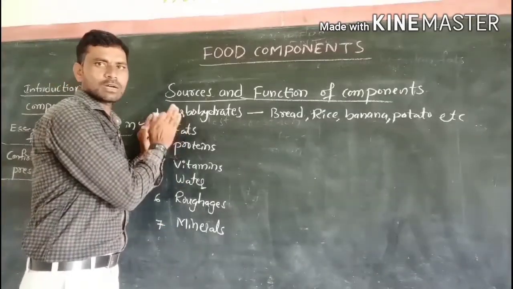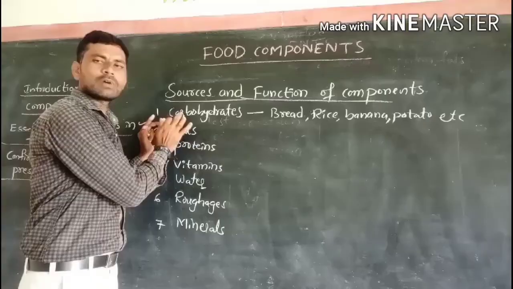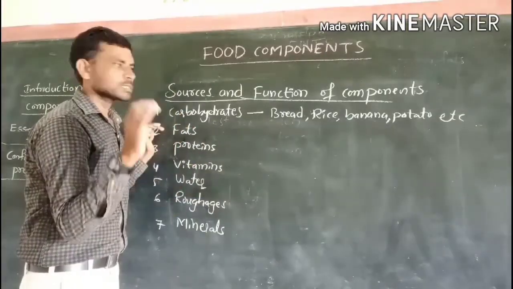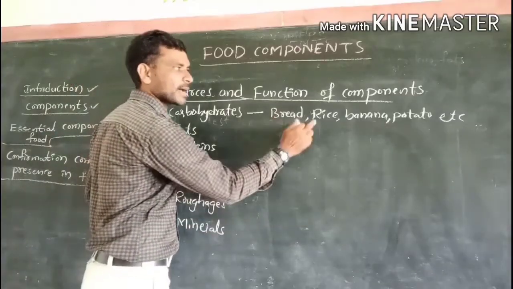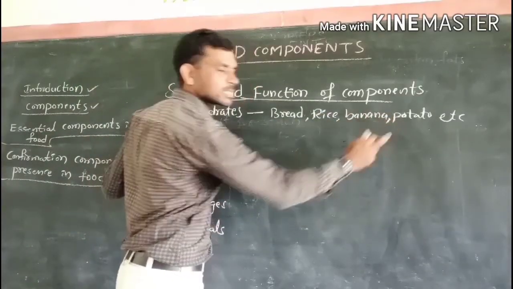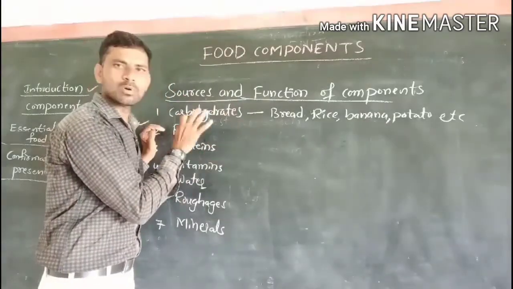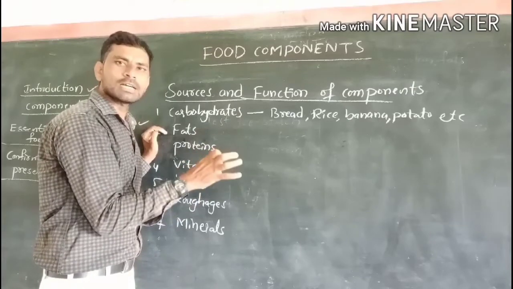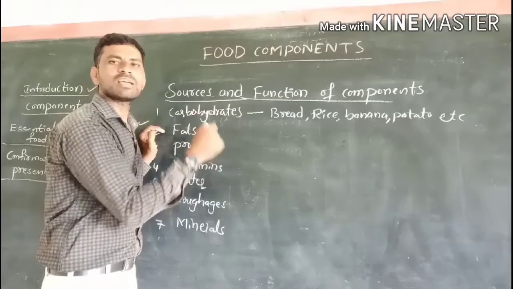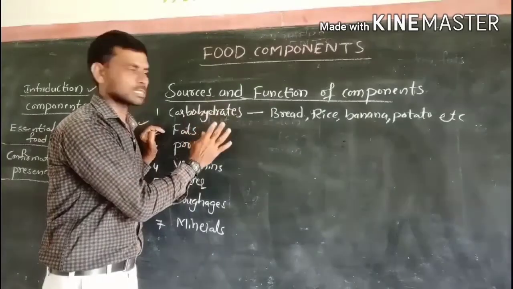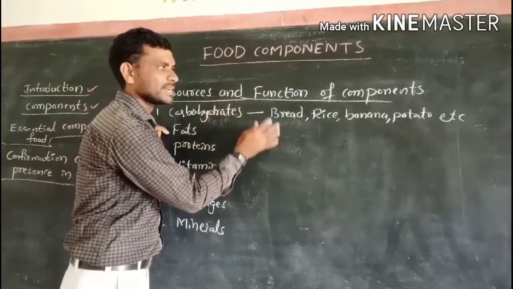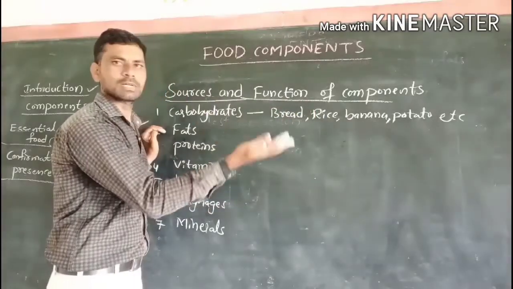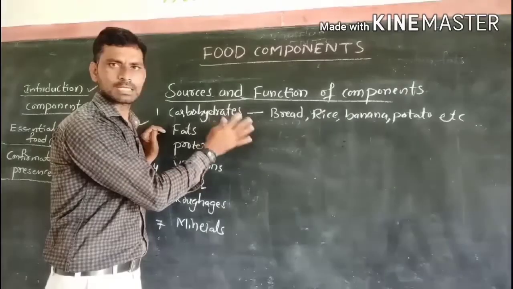So this is one of the food components. What is that? Carbohydrates. So what are the sources of carbohydrates? When asked, you can say bread, rice, banana, potato, etc. These are the sources of carbohydrates. Sources means where they are available. So the carbohydrates are available in bread, rice, banana, potato, etc. I have given some examples. Other food items also contain carbohydrates; I gave some examples for your understanding.